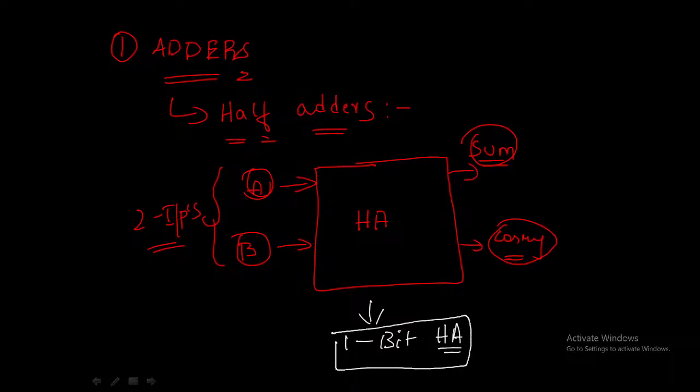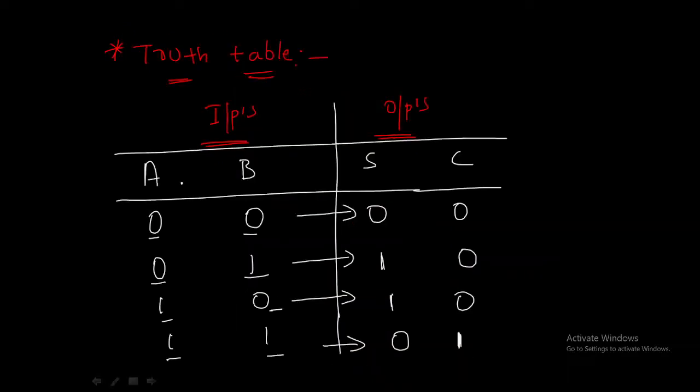That is, the size of A is 1 bit and the size of B is 1 bit. In the truth table also, if you see, the size of A is 1 bit and the size of B is 1 bit. So this is the truth table for my half adder. If A and B are 0 0, my sum is 0 and carry 0; 0 1 gives 1 0; 1 0 gives 1 0; 1 1 gives 0 1.